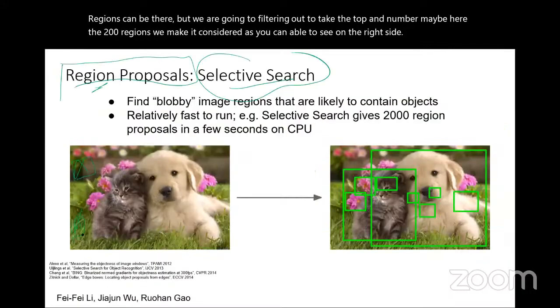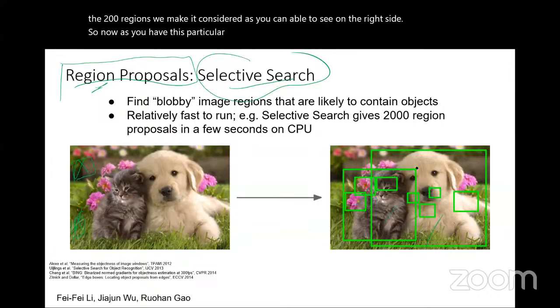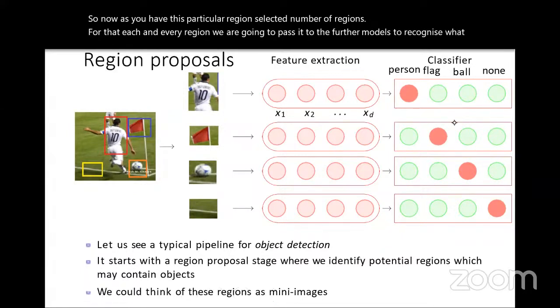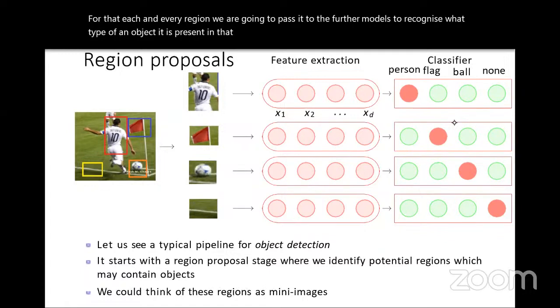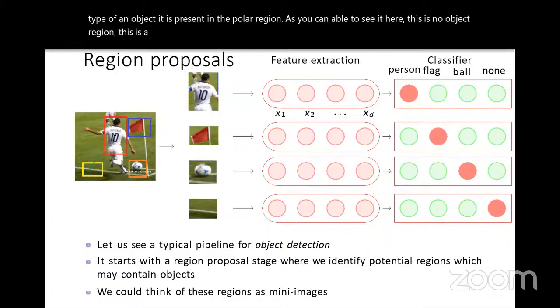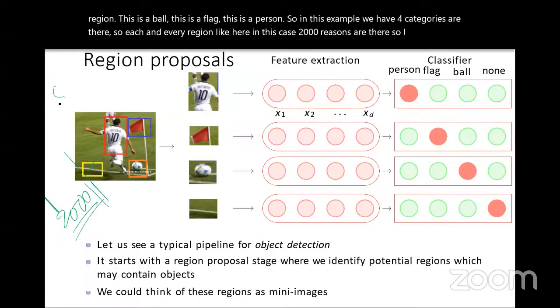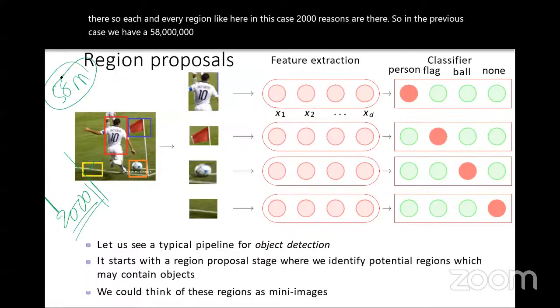Now that we have the selected regions, each and every region is passed to further models to recognize what type of object is present in that region. As you can see here, this is a no object region, this is a ball, this is a flag, this is a person. So in this example we have 4 categories. Here in this case, 2000 regions are there. In the previous case, we had 58 million, right? Now this 58 million is trimmed down to 2000 regions only.